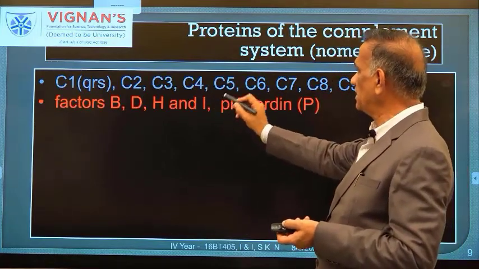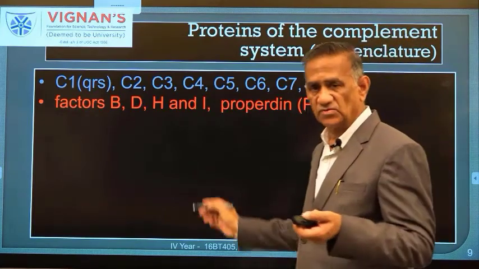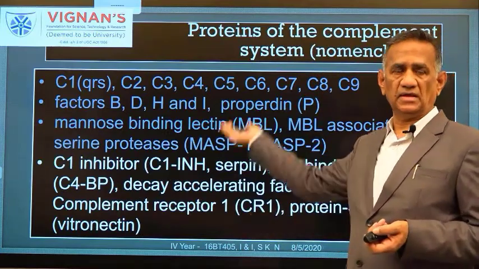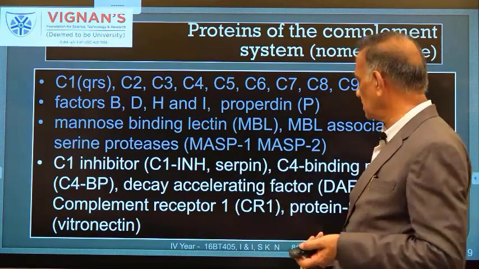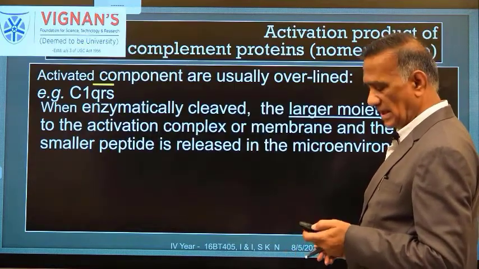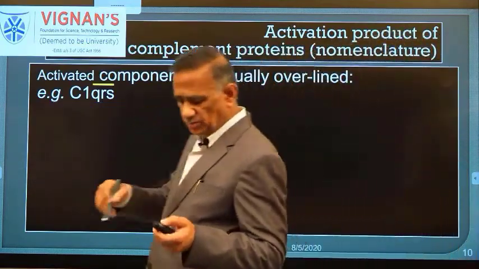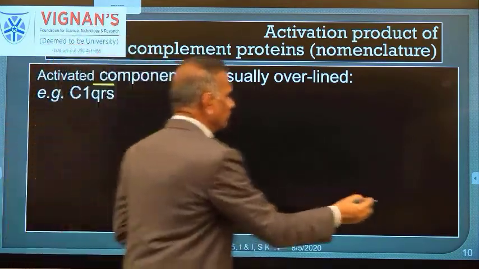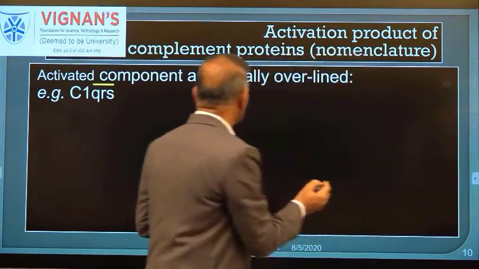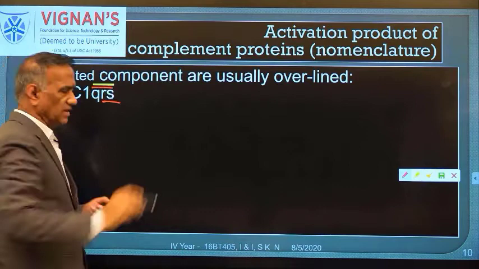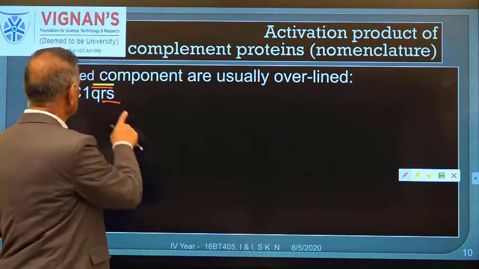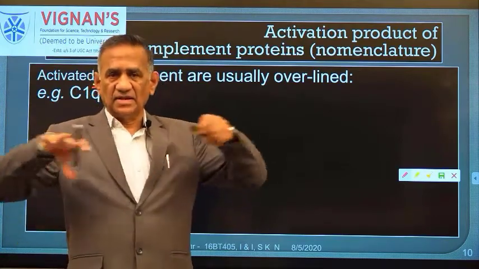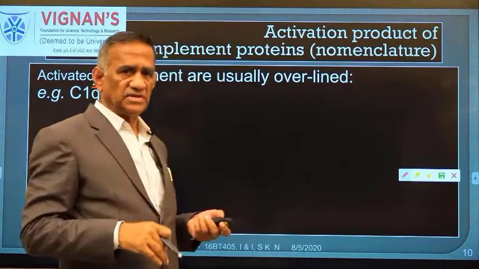Apart from that, factor B, factor D, factor H and properdin. The properdin pathway is most important. And mannose binding proteins. So several proteins are there, going just beyond 20. As we have seen, these proteins are all dormant, and they get activated. Once they get activated, they are given an overline. This is just for our sake of understanding. In the regular system, there is no overline.